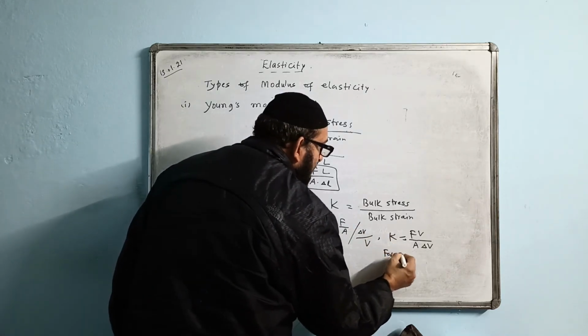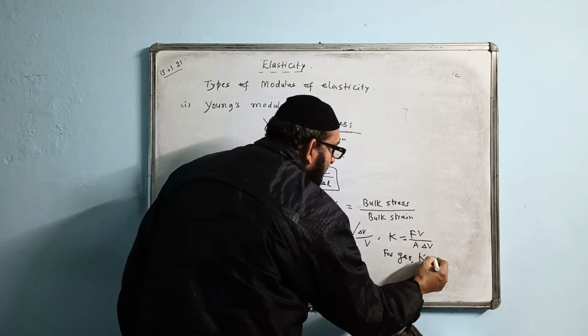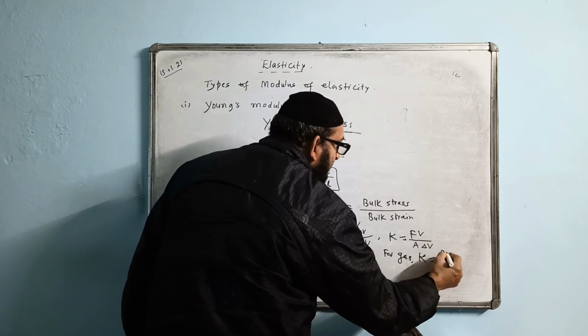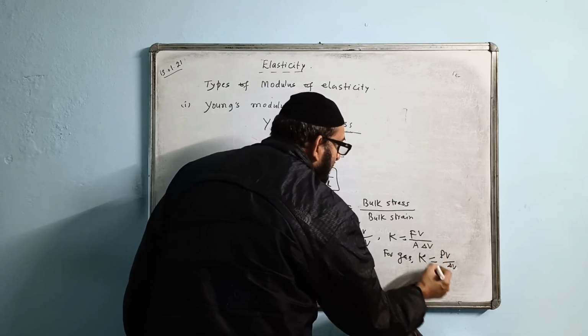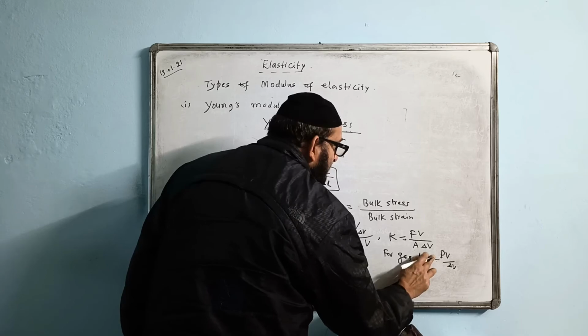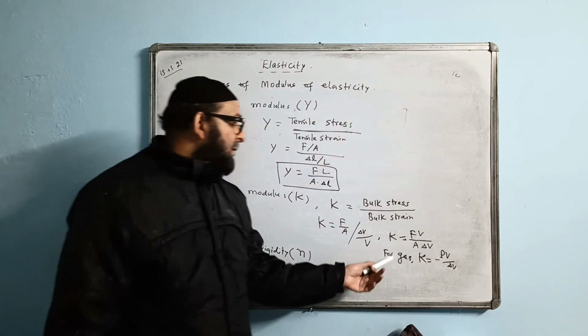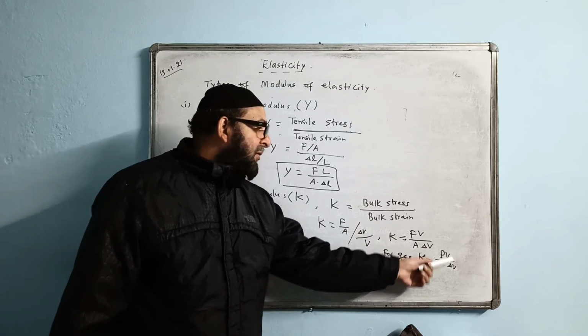For gas especially we write this formula. For gas, the value of K: force by area will be called pressure, and here we write delta V by V, and we put a minus sign on it. That is, for gas we write K is equal to minus P V by delta V.